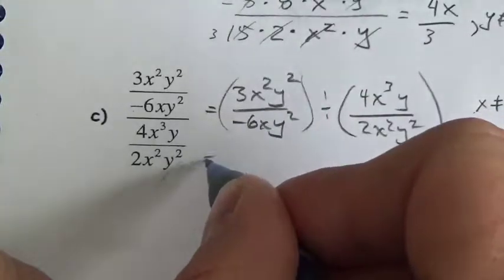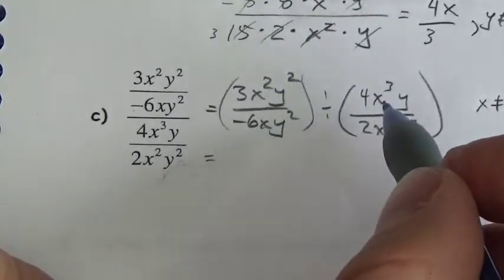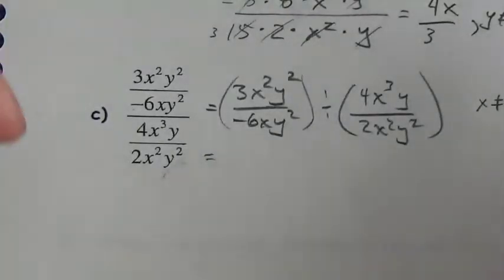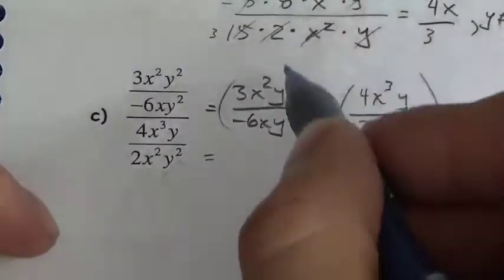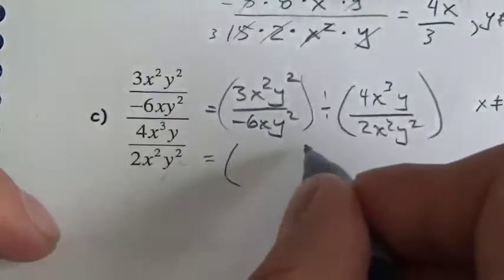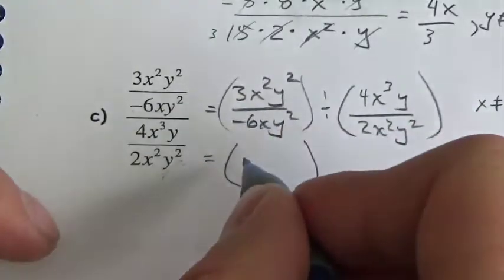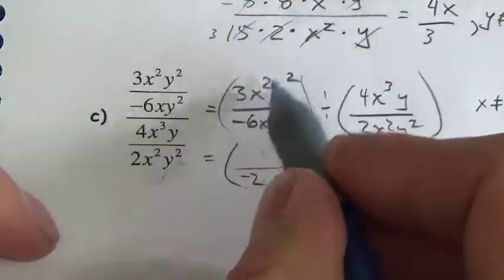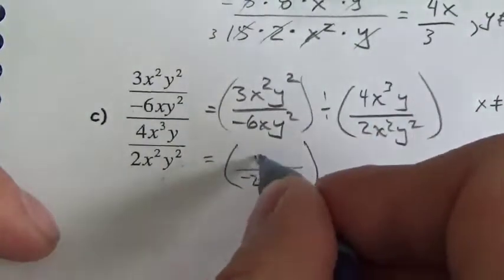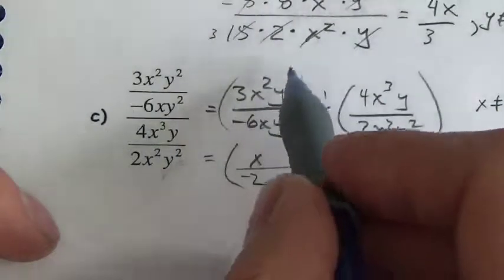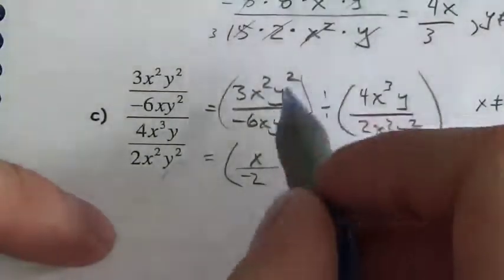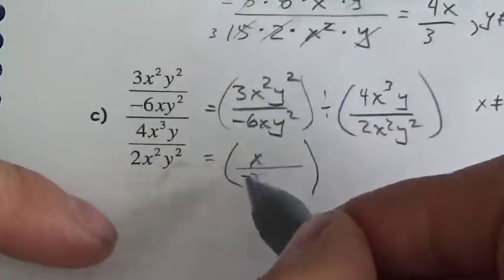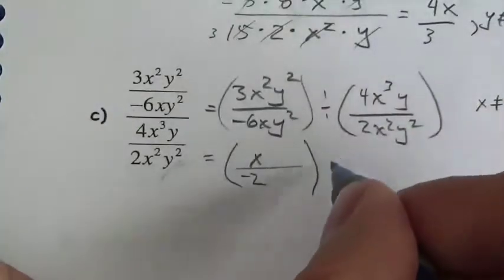I'm trying to figure out whether I should, well, you know what, okay, let's simplify first. Over here, I've got a 3 over a negative 6. That's going to leave me with a negative 2 in the denominator. I've got two factors of x in the numerator, 1 in the denominator, so it's going to leave me 1 in the numerator. And then the y squareds are both going to cancel. This whole thing is going to become essentially x over negative 2, or negative x over 2.